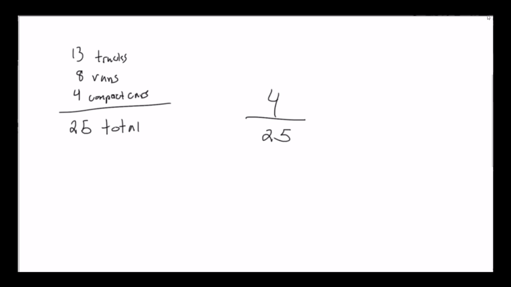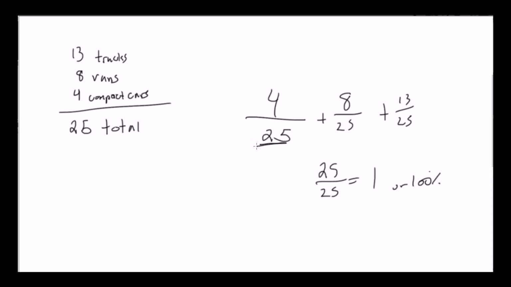The only other thing we can do real quick, since this is the last question, is check and see if the vans and everything else makes sense. So we're going to see if we have 100% accounted for here. We have 8 vans plus 13 trucks, and we have 21, 25 out of 25. Yep, everything is accounted for.